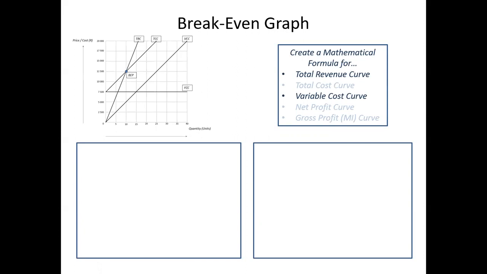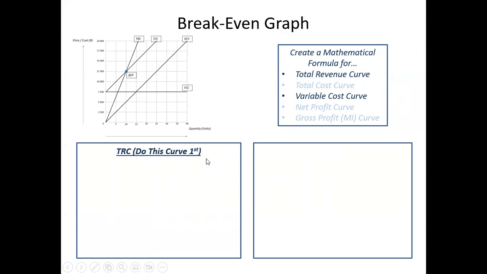Now, we are going to start with the total revenue curve, but we are not going to do the total cost curve second. That is because, as I just showed you, cost has two components, a variable component as well as a fixed component. So if we are going to come up with a mathematical formula for the total cost, it will include the variable cost in any case. So we might as well do the variable cost curve before we do the total cost curve.